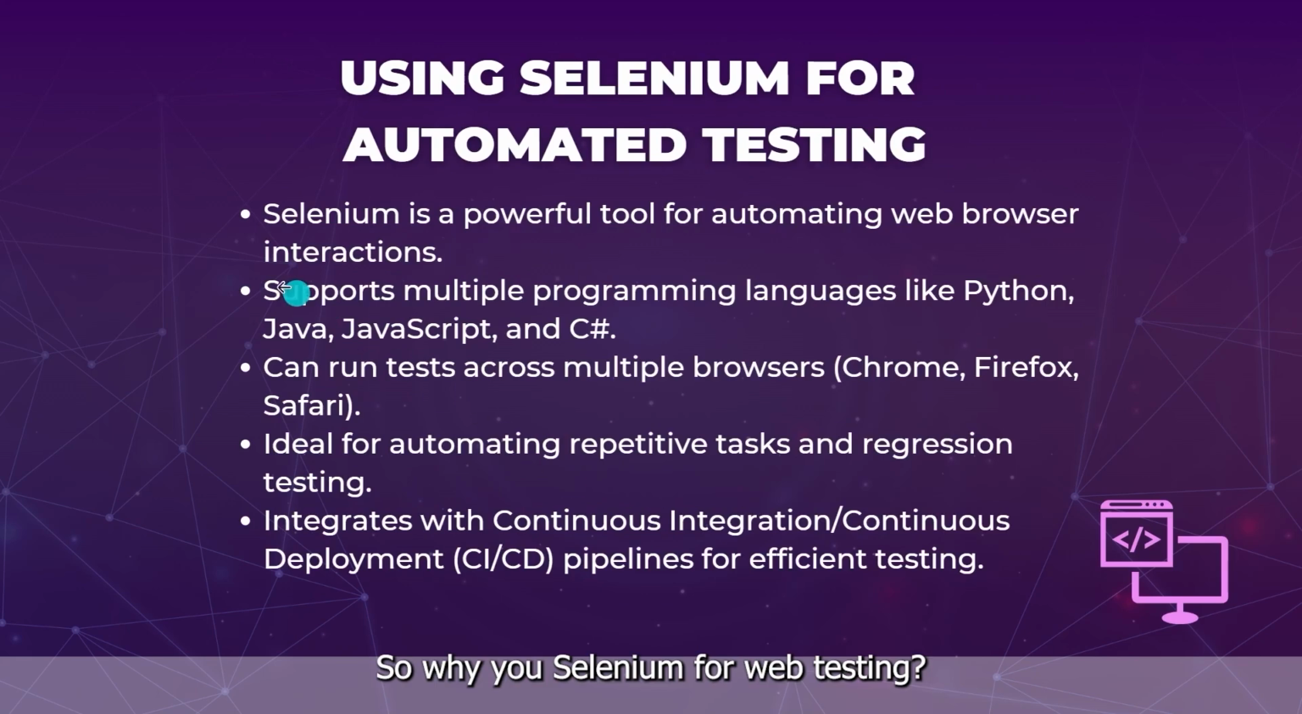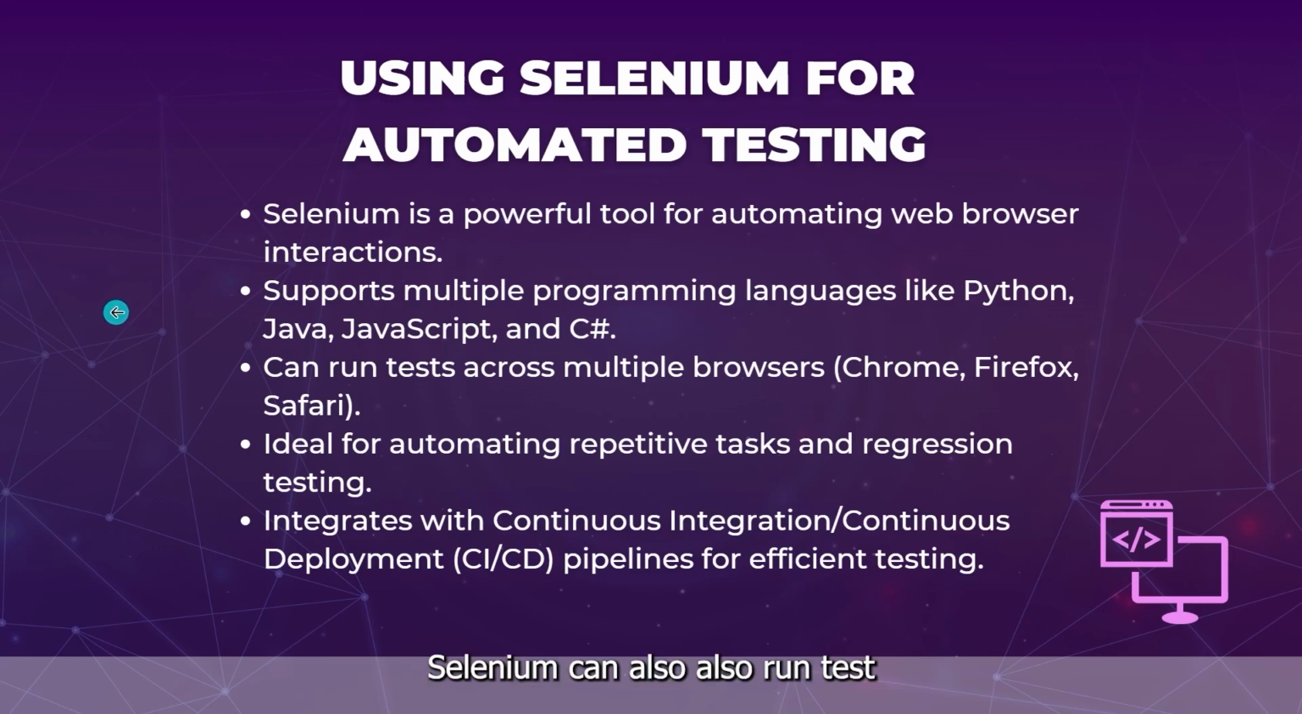So why use Selenium for web testing? Selenium is one of the most powerful tools right now in automating web browser interaction. Another main reason to use Selenium instead of other testing tools is it supports multiple programming or scripting languages like Python, Java, JavaScript, and C#, to name a few. So if you are proficient with just one of these languages, you can opt to choose Selenium for your automated testing processes.